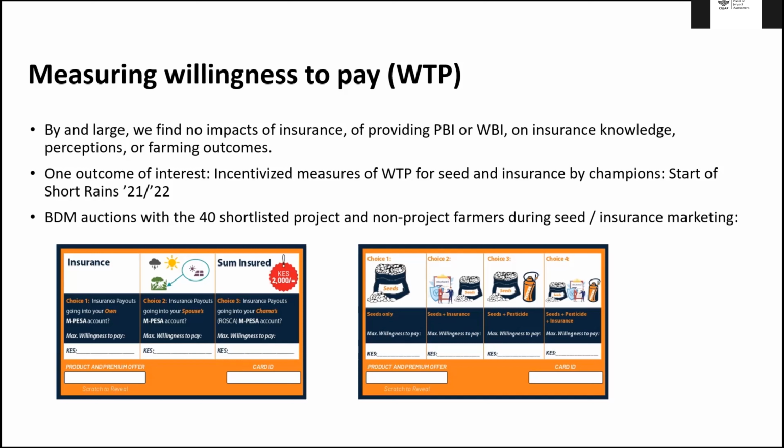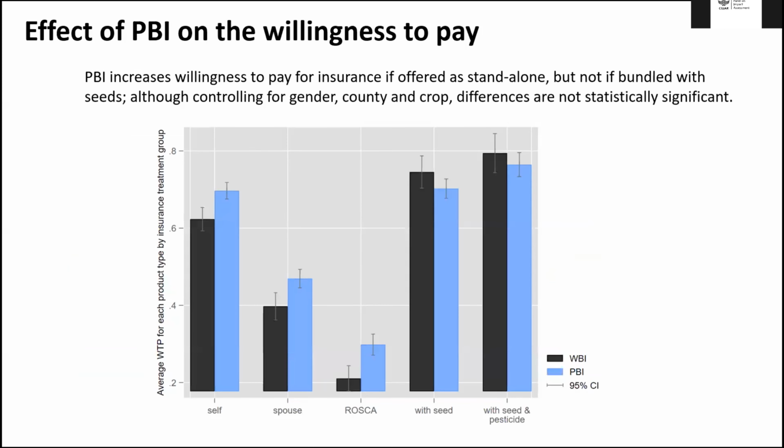Now, one outcome of interest that I could mention is willingness to pay, which we elicited in an incentivized way with auctions. And there we are finding some interesting results, but they're not significant when we're controlling for gender, county, and crop. You see here in the blue bars picture-based insurance willingness to pay, and the black bars represent willingness to pay for weather index-based insurance. Both in this context are priced at the same premium.